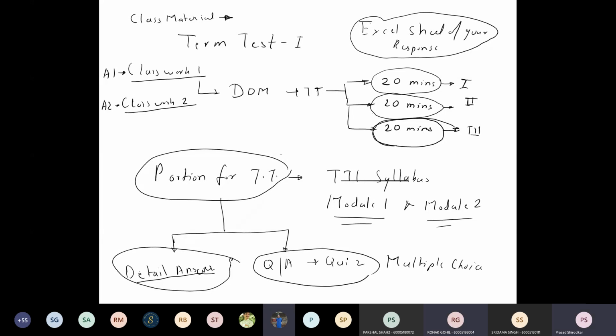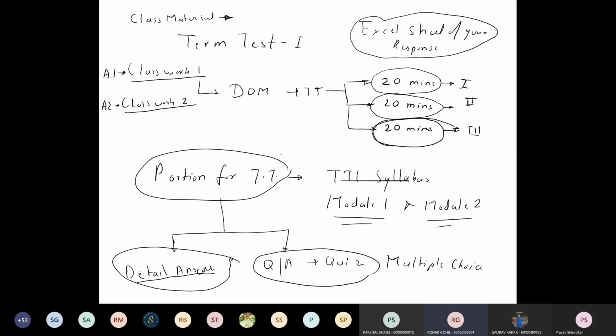So within Section 1, 2, 3, the first block will contain a detailed answer question and a QA quiz. Both things are going to be correlated. Whatever detailed answer you are writing, the quiz question, which is a multiple choice question, will be based on that detailed answer. It will not be like the quiz is something else and the detailed answer is something else.